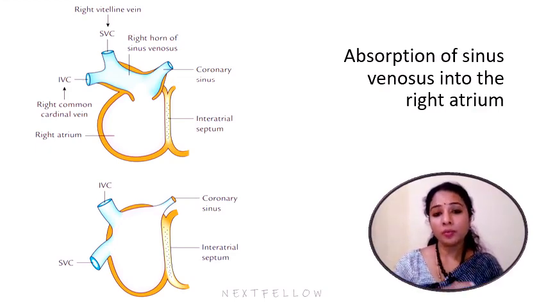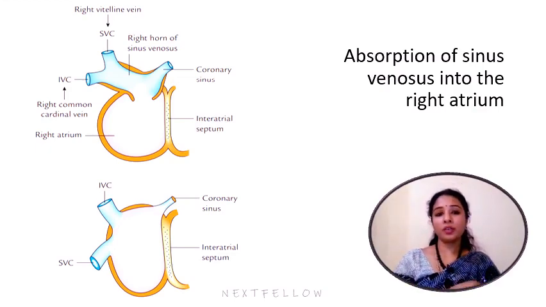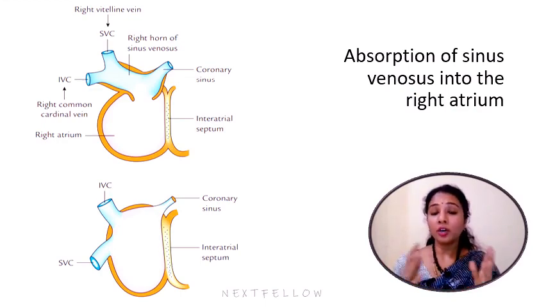So that was about the formation of sinus venosus, how the two horns, the left one starts regressing and the right becomes bigger. Now we will see what happens to the right horn of sinus venosus. So, absorption of sinus venosus into the right atrium.